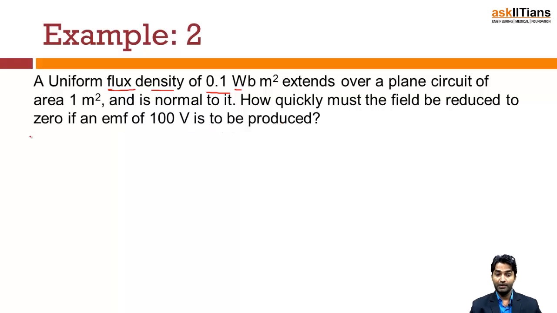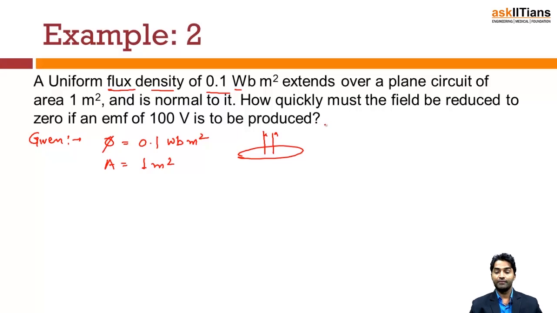So first of all, we must note down the given values. Given values: uniform flux density, so B is equal to 0.1 Weber per meter square. The flux density extends over a plane circuit of area, so area is given as 1 meter square, normal to it. How quickly must the field be reduced to 0 if an EMF of 100 volt is to be produced? So we want to produce an EMF of 100 volt over here.